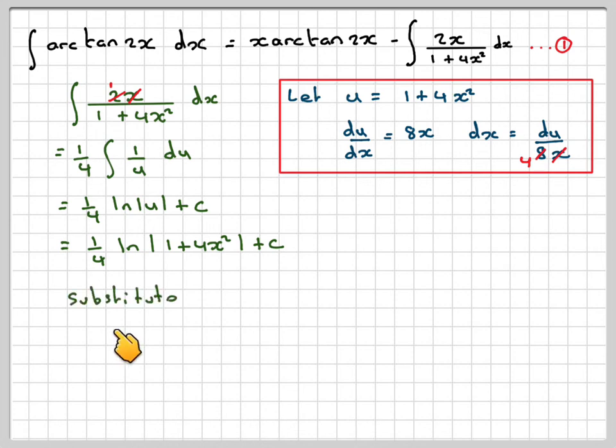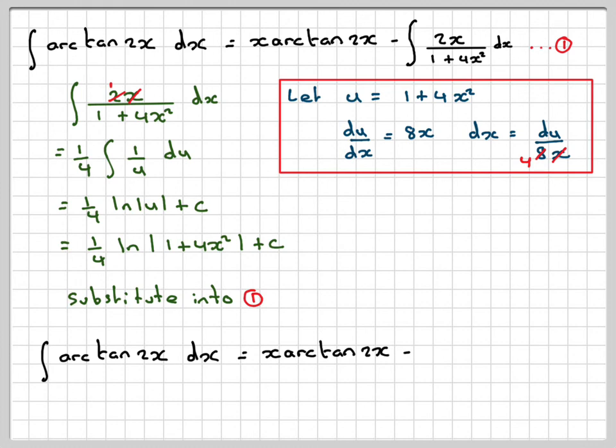And then if we substitute that back into equation 1, we're going to get our final answer. The integral of arctan 2x is x arctan 2x minus 1/4 ln of the absolute value of 1 plus 4x squared. Except we don't actually need the two straight lines, because 1 plus 4x squared can never actually be negative. Take out those two straight lines and put the curved brackets in instead, plus c.